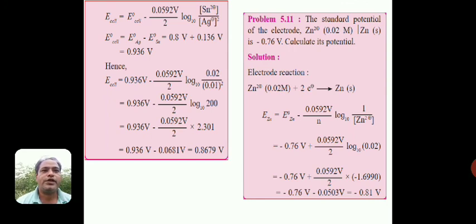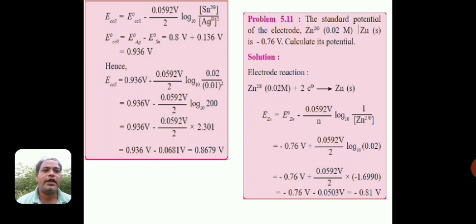Okay, so we just substitute the value of that concerned species, that is E0 of cell is equal to E0 of Ag minus E0 of Sn, is equal to 0.8 volt plus 0.136 volt. Just solve this sum, we get the answer 0.936 volt. Hence E0 of cell is equal to 0.936 volt.